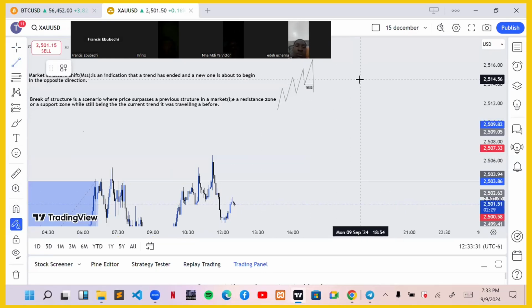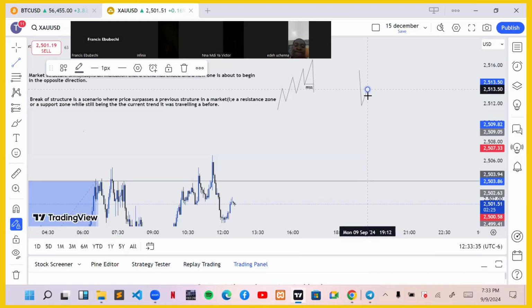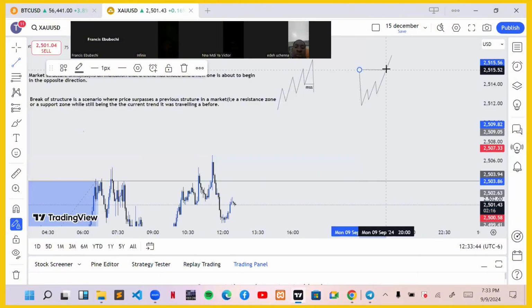Let's say there's a resistance zone here, and then price was making higher highs and higher lows, higher highs and higher lows. So you do something like this. Understand? This is a resistance level that got broken. So this right here is a break of structure because it broke past a key level in the market while still being in the same direction that it was traveling at before. So here is a break of structure.